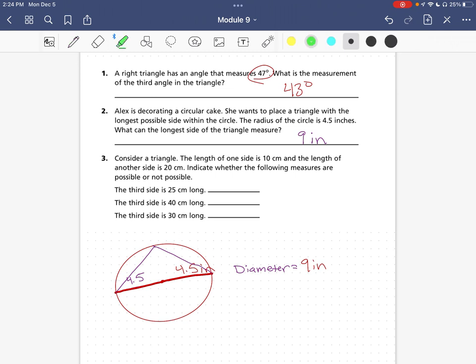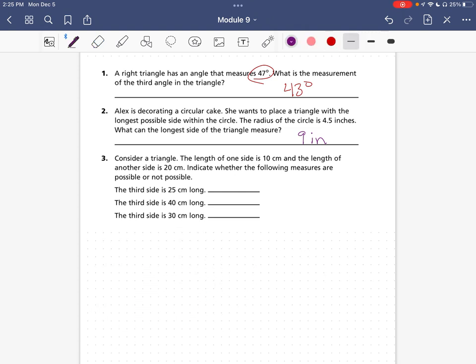All right, so consider the triangle, last one here. The length of one side is 10 centimeters, and the length of another side is 20 centimeters. Indicate whether the following measures are possible or not possible. So we have a side length of 10, so not super long, and another side length of 20, which is going to be double that. And we need to figure out if that third side will work.